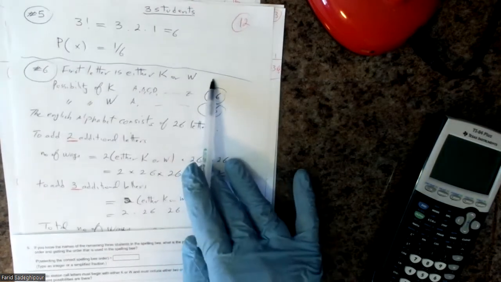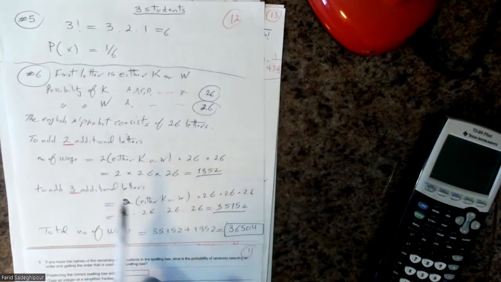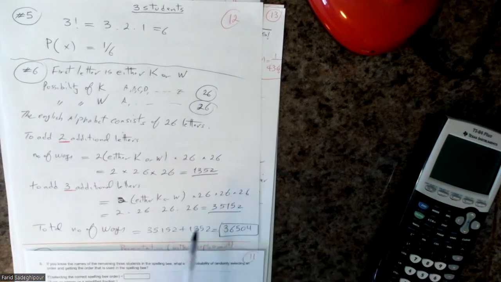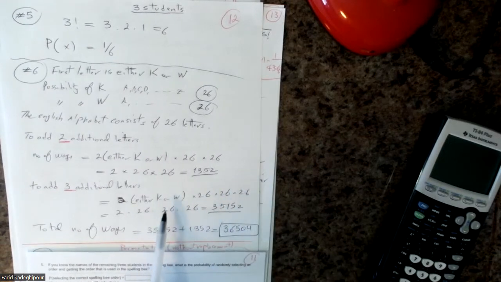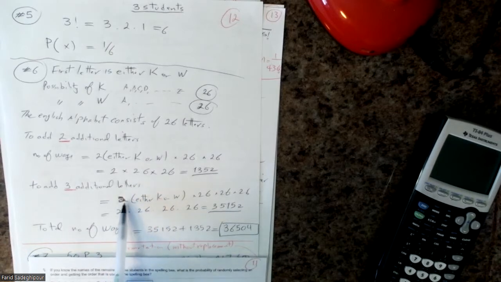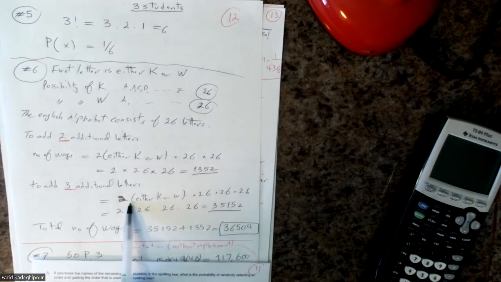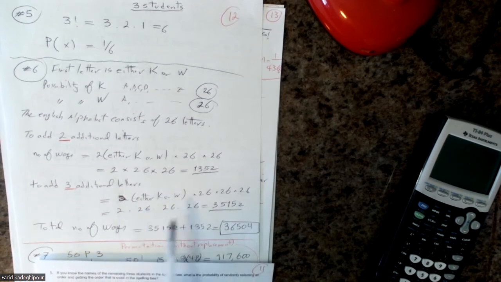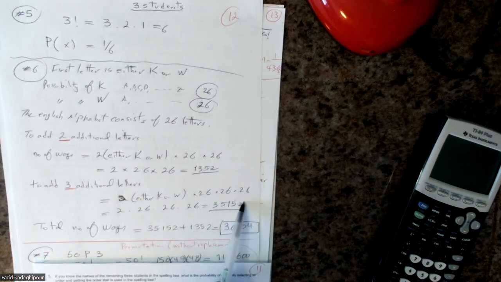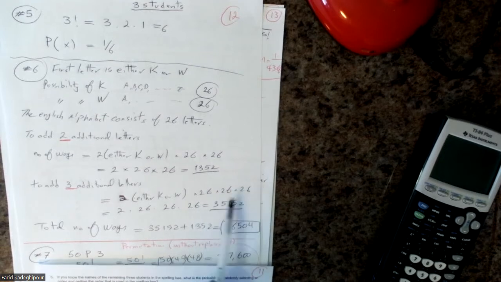And when it's 3, you have 3 of these here. So for K or W, there are 2 possibilities. It's either K or it's W. You have 2 possibilities that the first letter is K or W. And then there are 3 other letters following that, but all is 1 out of 26.